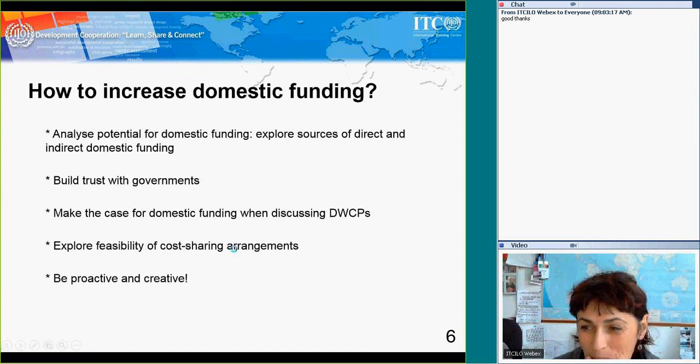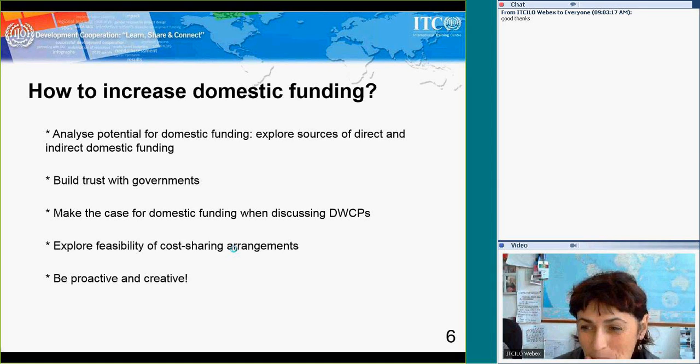Now, the crucial question, how do we increase domestic funding? Tapping into domestic resources requires a proactive approach. Start by making an analysis of the potential for direct funding and indirect domestic funding. Find out under which ODA category a country falls, analyze the sources of funds that the country receives and how these funds are disbursed, and figure out to what extent other UN agencies receive domestic funding and for which policy areas.